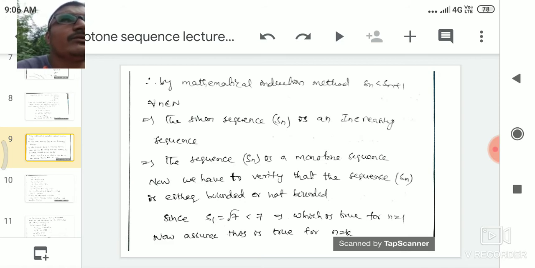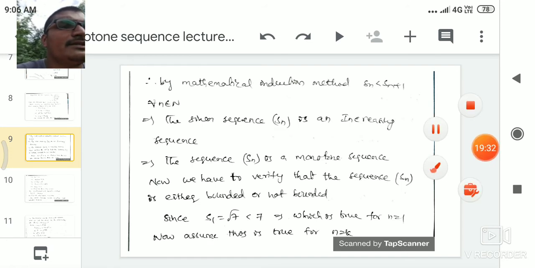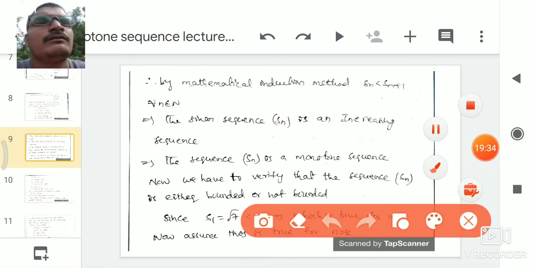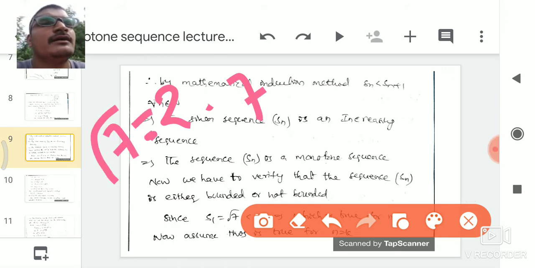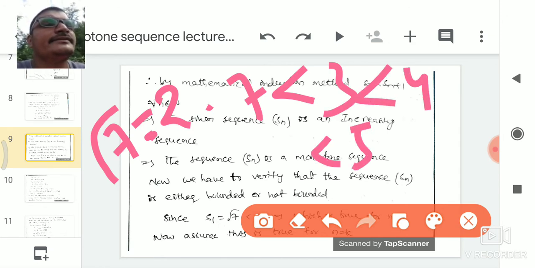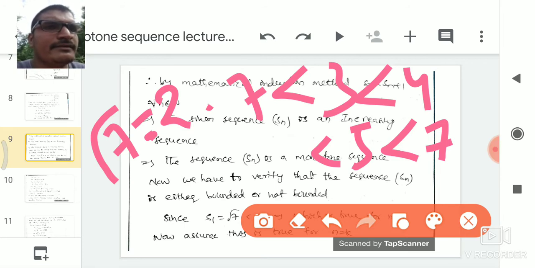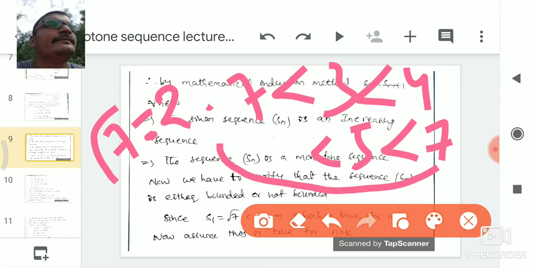Since S1 is equal to root 7 is less than 7. Why? Because already we consider root 7 as 2.7. Root 7 is 2.7. 2.7 is less than 3, less than 4, less than 5, less than 6, less than 7. So by using this condition, here we have to write root 7 is less than 3.